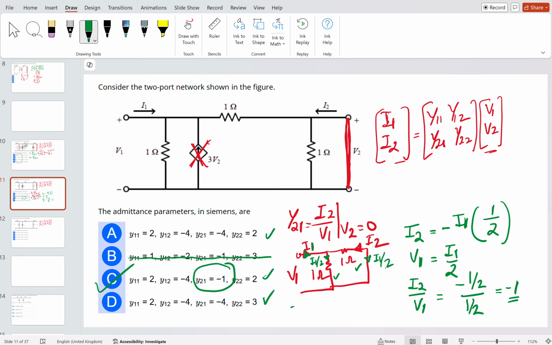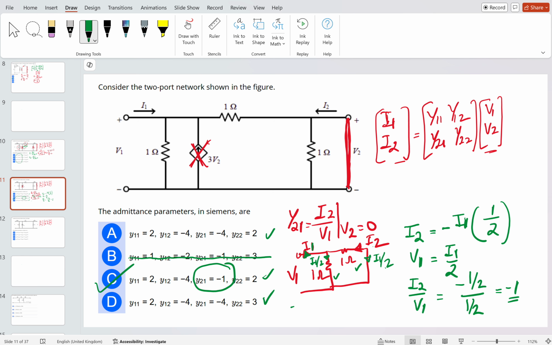So this is the easiest way to solve this problem. Just observe that if any dependent source is there, short circuit it, rather than going element wise. If you are able to short circuit the output side, that is V2, then the dependent source which depends upon that output voltage will also become zero.